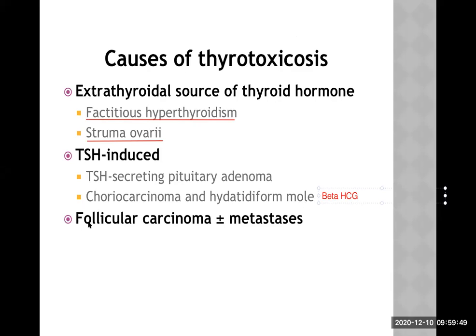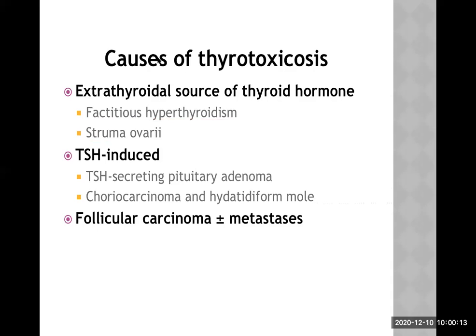Now let's move on. Another is follicular carcinoma with or without metastasis. Now, follicular carcinoma can secrete or produce thyroid hormone, and especially if they are metastasized to the different parts of the body, then the amount of thyroid hormone is much more. Okay, so this may be one of the causes.